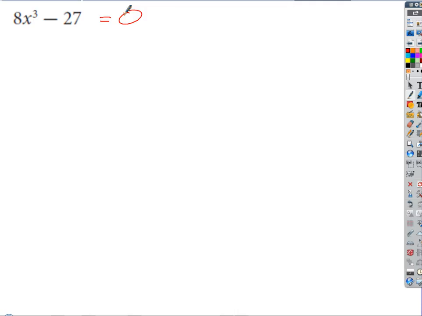This would be not the plus, this would be the difference of cubes pattern, right? So let's write that one down. If we have something like a cubed minus b cubed, what's the factoring pattern that goes with that? The first one is a minus b, the small linear factor. In the first linear factor, we'll just leave the signs out and put all the terms in.